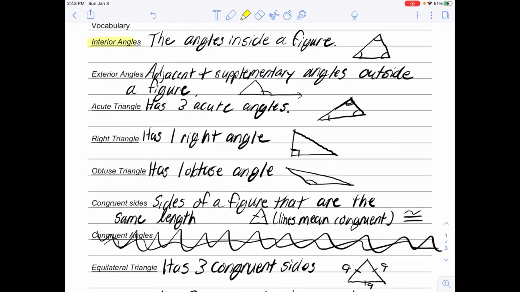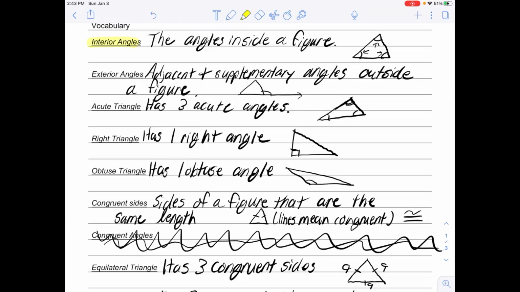So our first vocabulary word is interior angles. Interior angles are the angles inside of a figure. So I drew a little example here, and it's a triangle, and it has three angles inside the triangle. Those are the interior angles of the triangle.